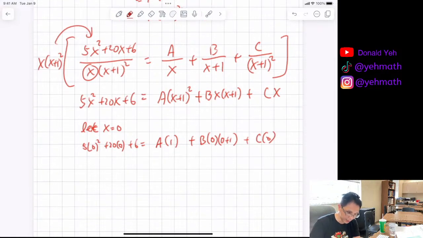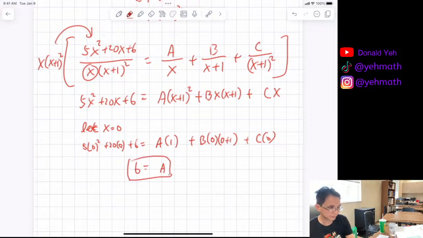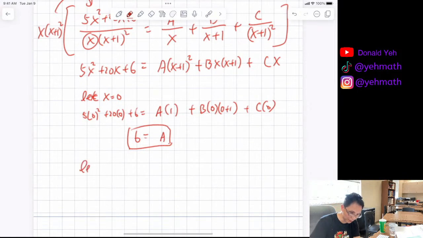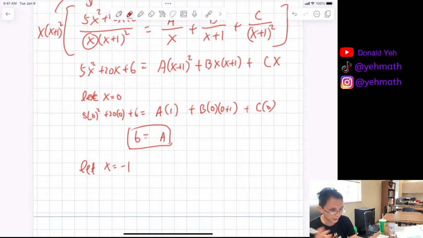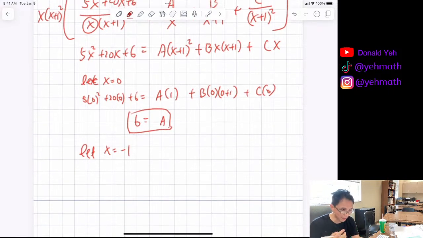Now a is equal to what? Now what's the next value I want to use? -1, good, because it will cause something to go to 0. So what happened was -1, so you gotta be careful. Should I let you do it first? I'll let you do it.